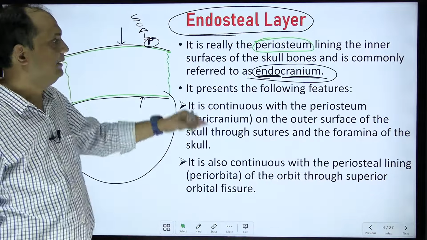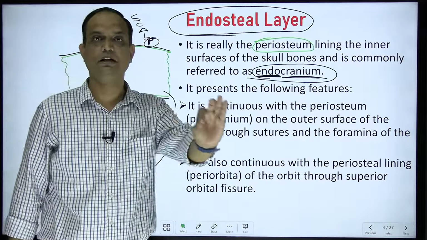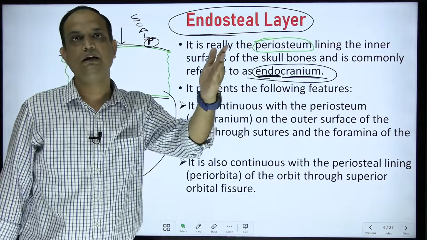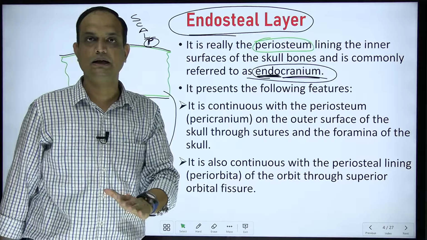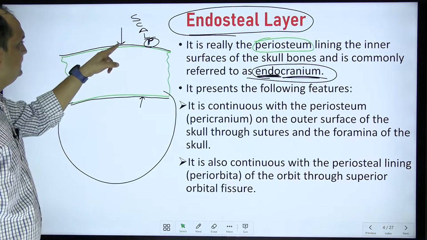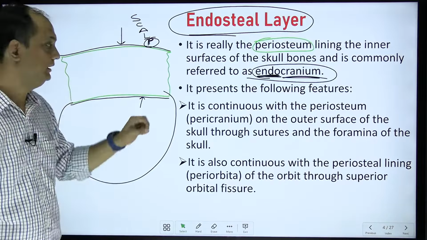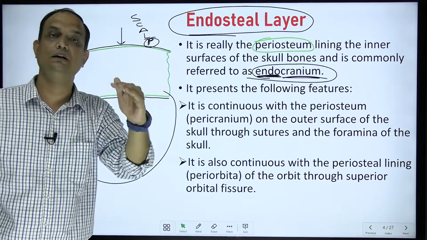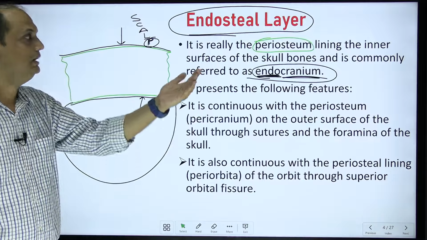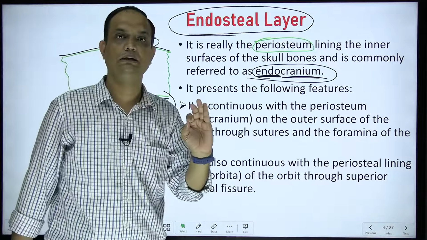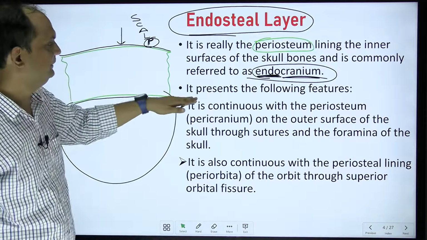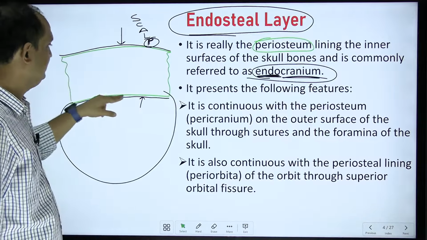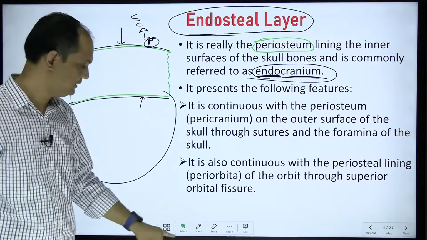ठीक है, सो यहां पे ये कंसेप्ट बच्चों हमें बहुत अच्छे से समझ लेना है कि स्कल बोन के बाहर भी एक लेयर है, स्कल बोन के अंदर भी एक लेयर है. बाहर वाली लेयर स्कैल्प की पांचवीं लेयर बनाती है और अंदर वाली लेयर एंडोस्टियल लेयर या ड्यूरा मैटर की आउटर लेयर, आउटर ड्यूरा या एंडोक्रेनियम कहलाती है. क्लियर? Now it presents the following features. इस इनर पेरियोस्टियम के क्या क्या फीचर्स होते हैं?